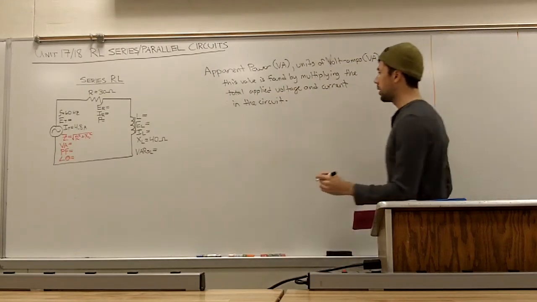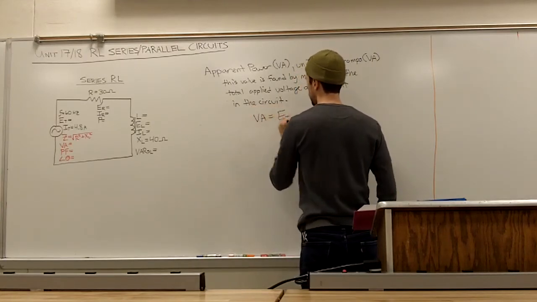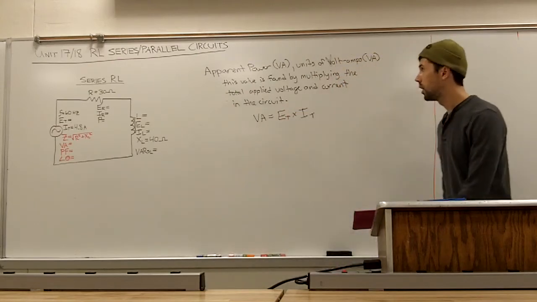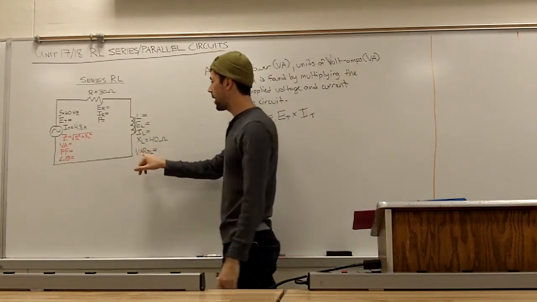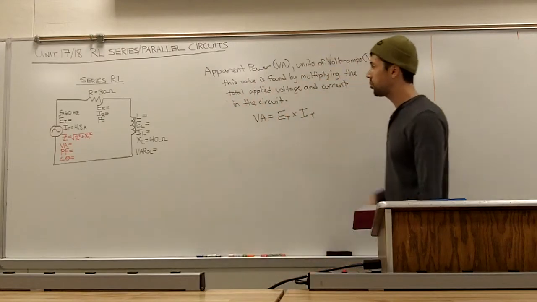So our apparent power VA is equal to the total voltage multiplied by the total current. Now do not confuse this with true power P and inductive reactive power VARs L. These are three separate things.